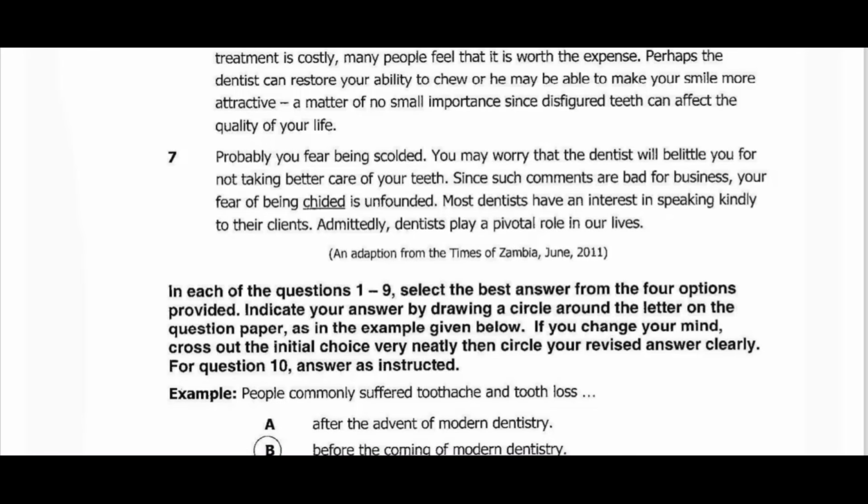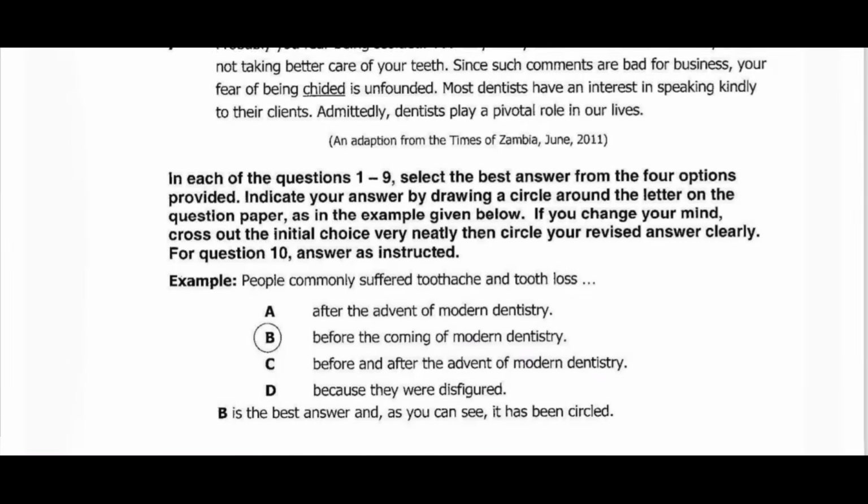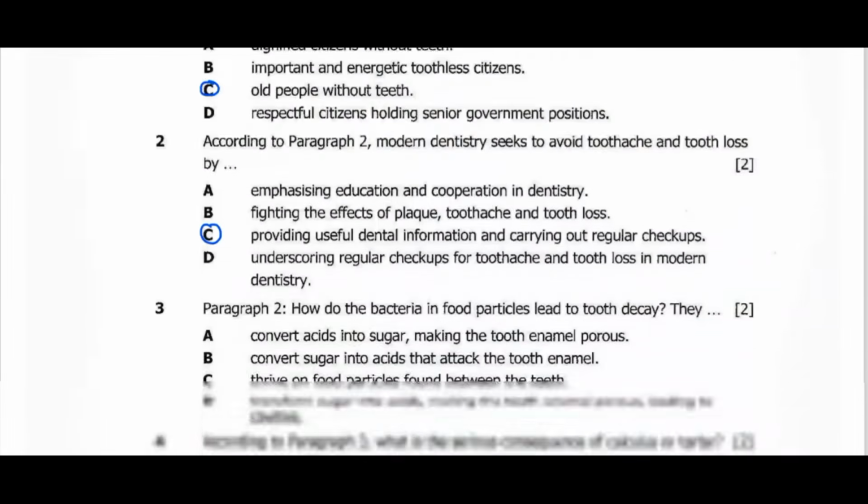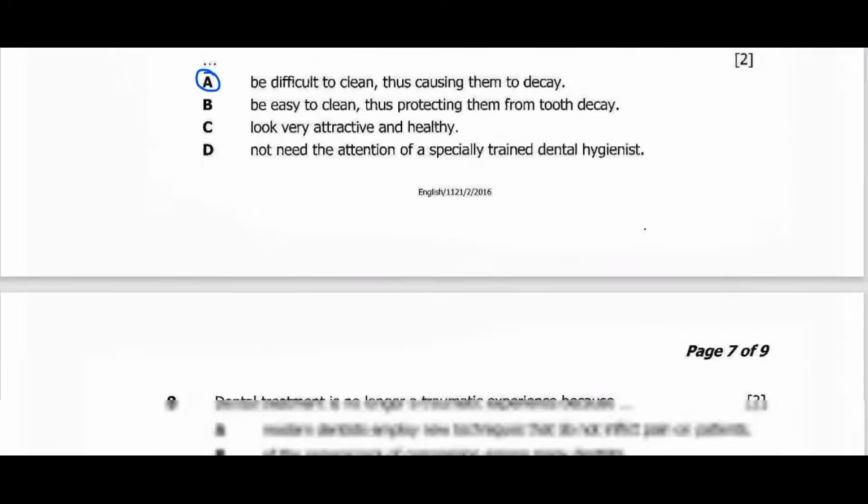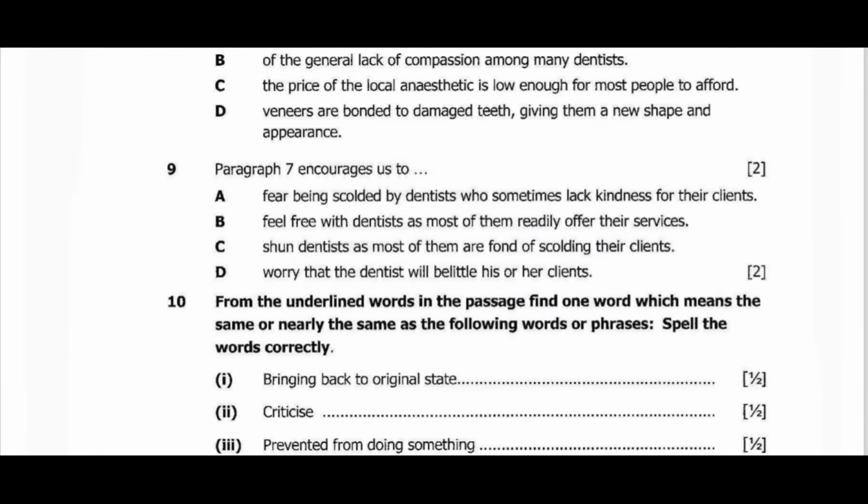So here we are looking at the fear that people have when approaching a dentist. Fear of being scolded, that someone may accuse you of not taking care of your teeth. So fear of being scolded by dentists who sometimes lack... No, it is encouraging us to feel free with dentists, as most of them readily offer their service. Yes, this is the answer. It is encouraging us not to fear, but to feel free.